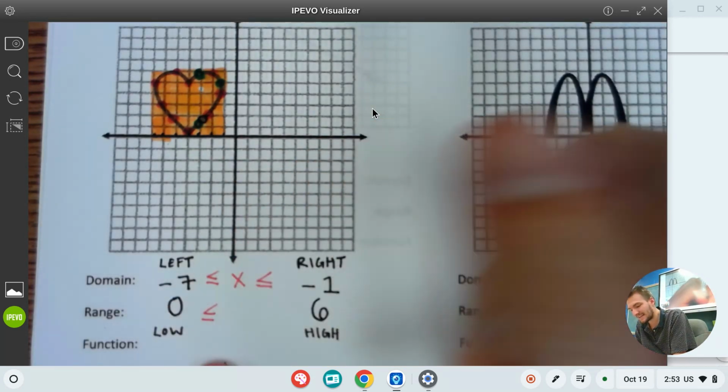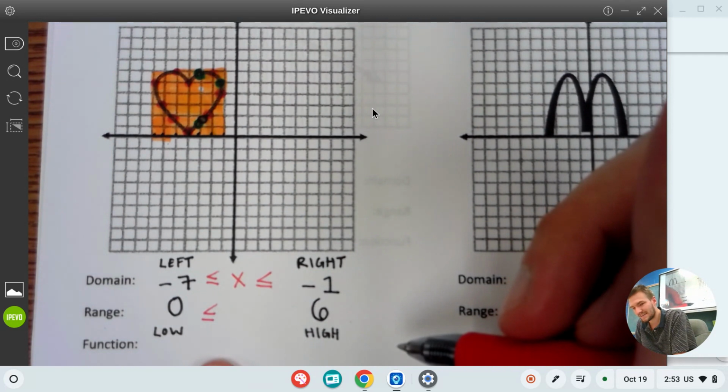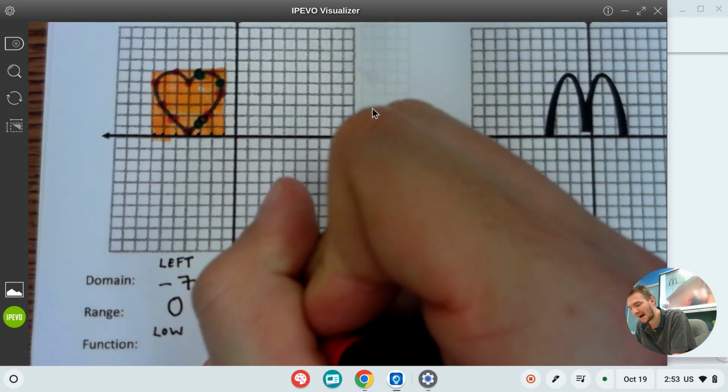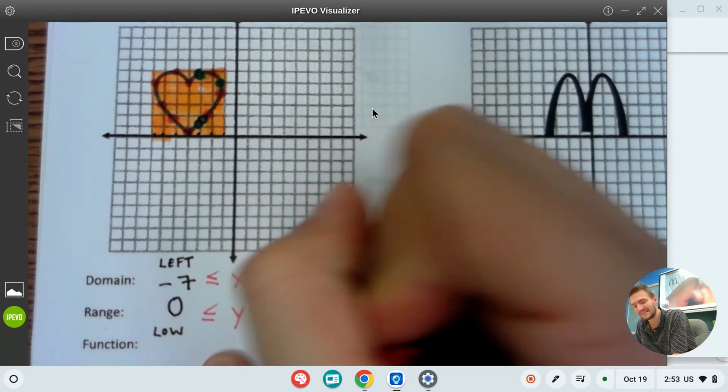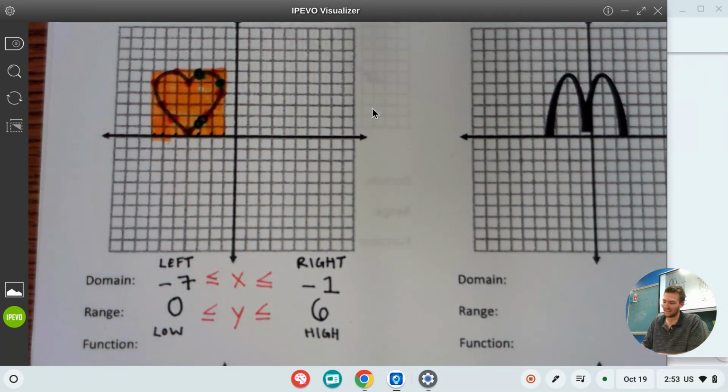Less than. What goes after that? Y. A y. Why is it a y? Because it's the y-axis. Because we're doing the range, right? Domain is all x's, range is all y's.